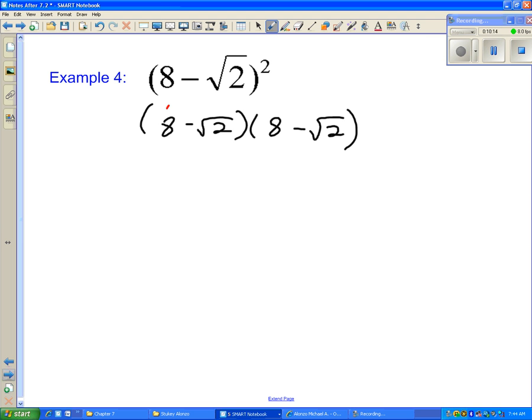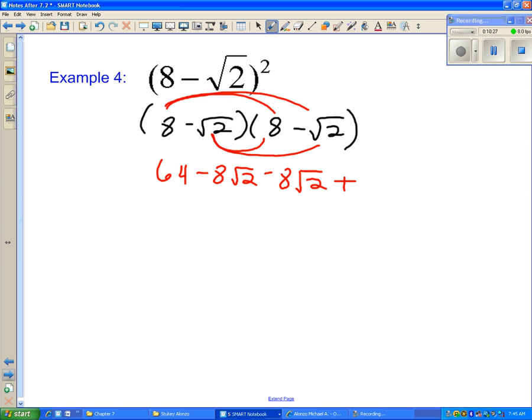So I first want to do my first and get 64. Outer, I get negative 8 square root 2. Inner, I get negative 8 square root 2. And last, negative times negative is positive square root of 2, again, quantity squared. My 64 stays the same. My two middle terms are actually identical, so they don't cancel each other out. They actually combine and double, so I get negative 16 square root of 2.